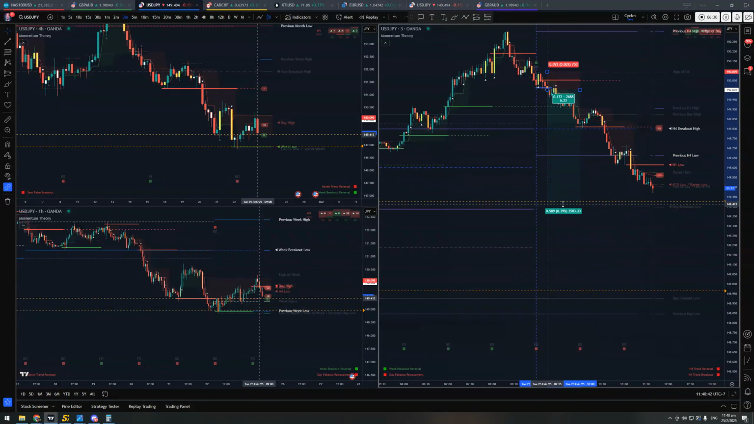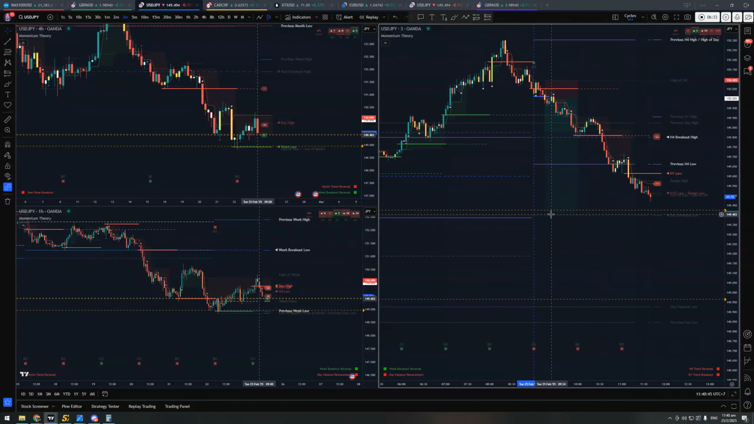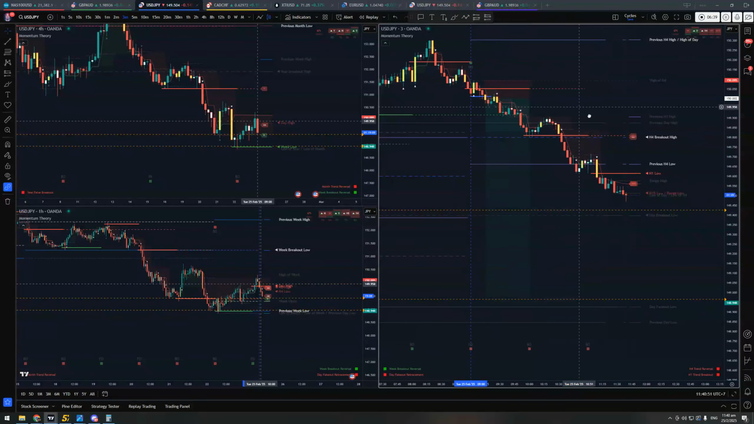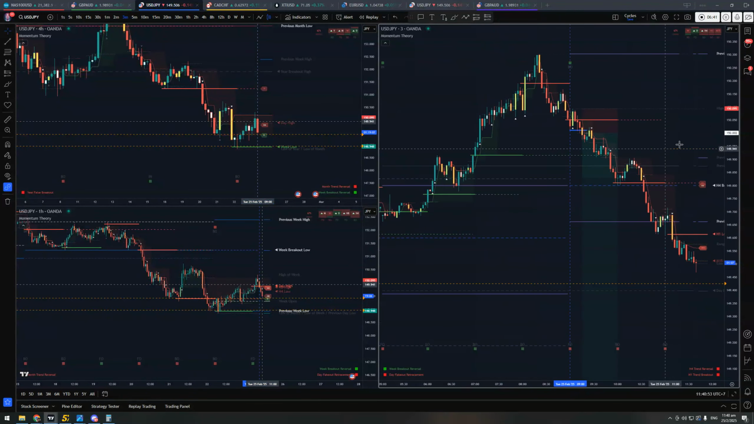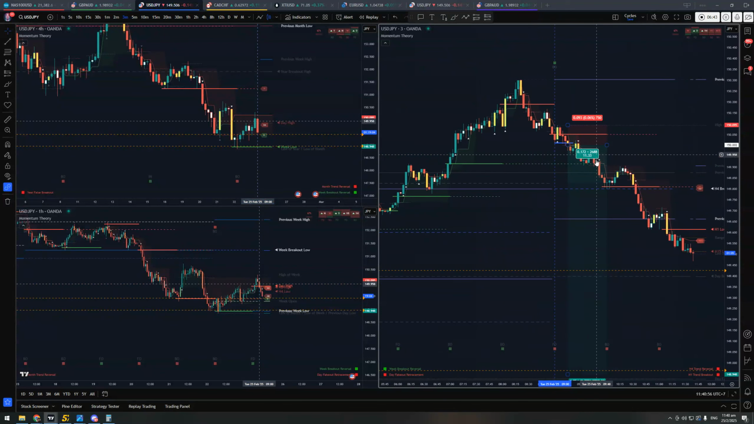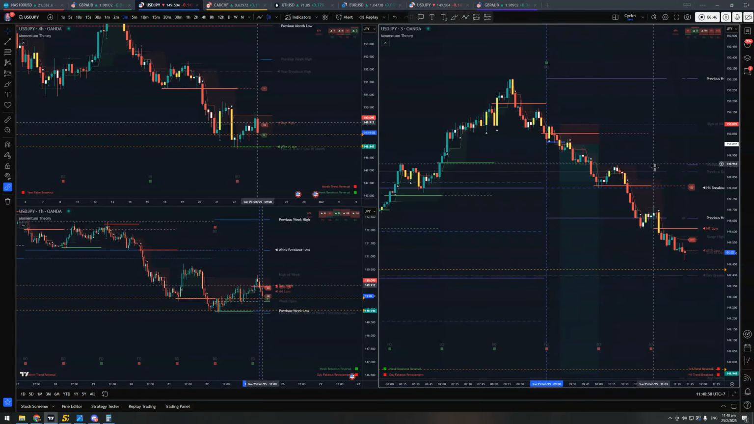You never know if this wants to continue on down. So I just want to take this here first for a first target, but the real target would be down here at the previous week low, about 11R. And yeah, so that's the trade that I took. And let's see if this wants to continue on down.